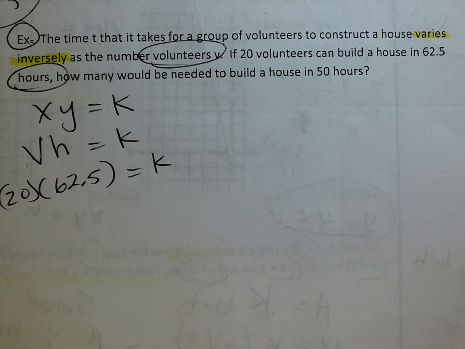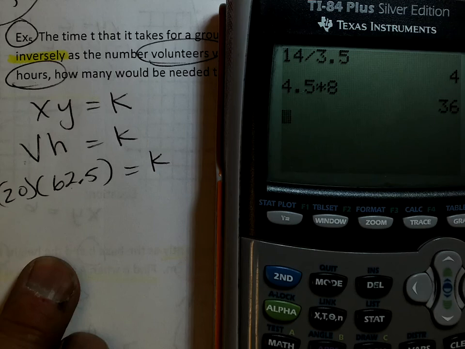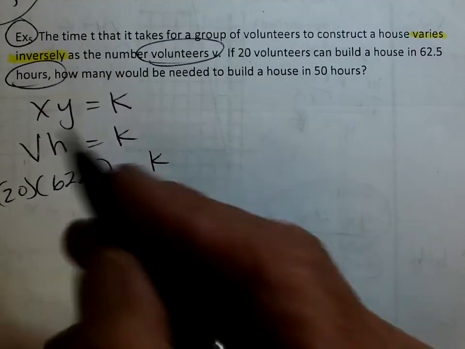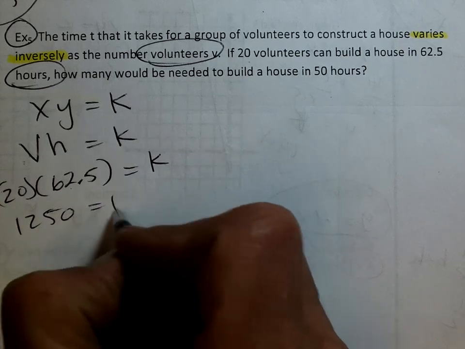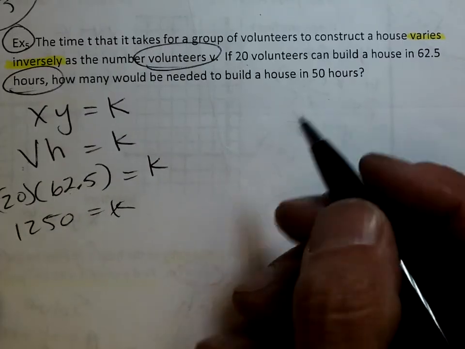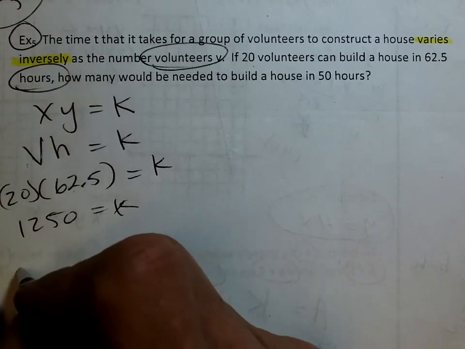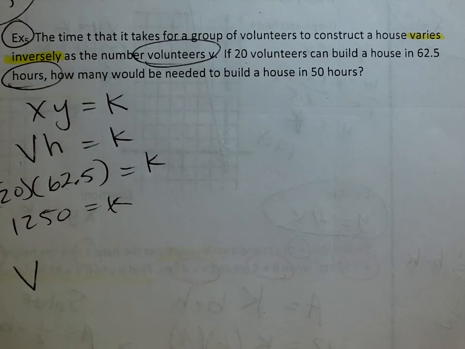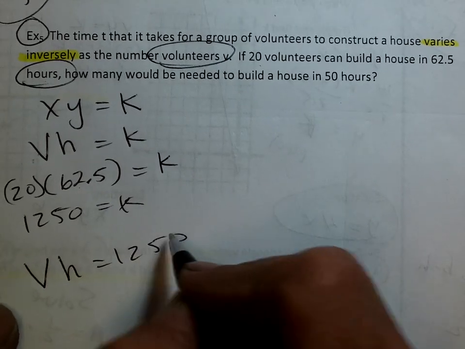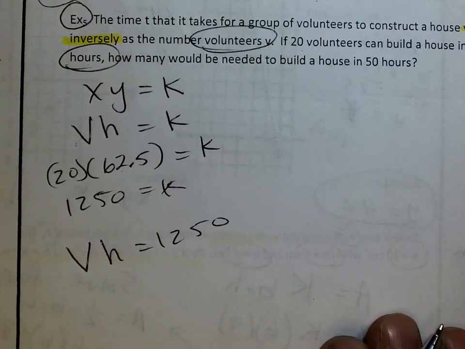Anyway, let's solve for k. That's easy. It's 20 times 62.5. I get 1,250 is equal to k. So we need all the combinations of 1,250. So my equation is VH equals 1,250. Okay, now we got my equation.